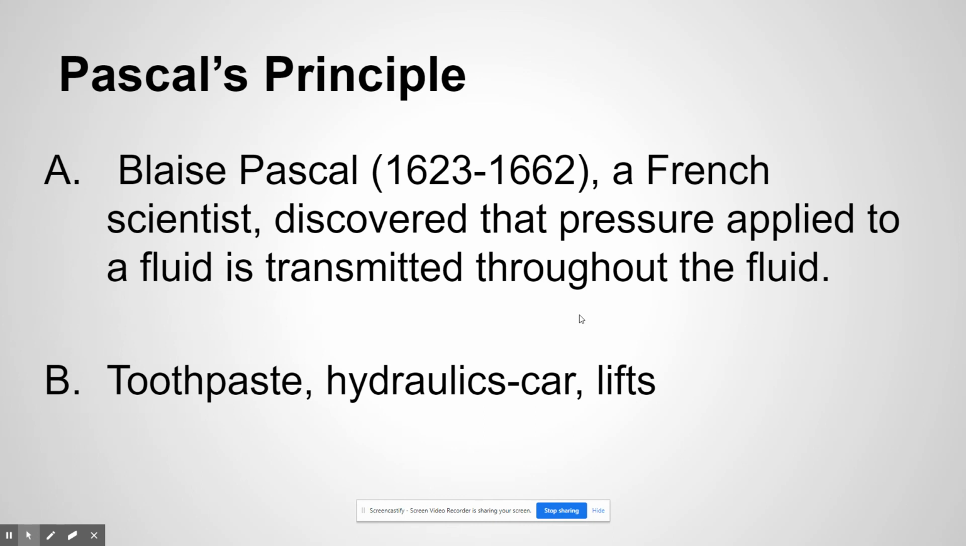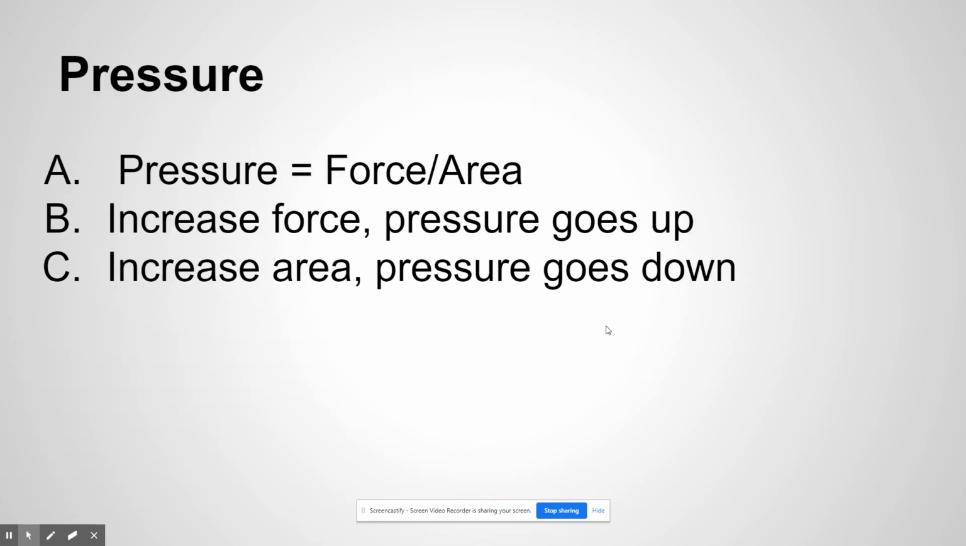So this is a big physics concept because a lot of machines are based on hydraulics. To lift a car up, we can apply a little bit of pressure on a fluid, and that pressure is transmitted throughout the whole machine. So it has to do with pressure. Pressure equals force divided by area. So the amount of force, a push or a pull, divided by the area that it's applied to. If we increase force, pressure goes up. If we increase area, pressure goes down.